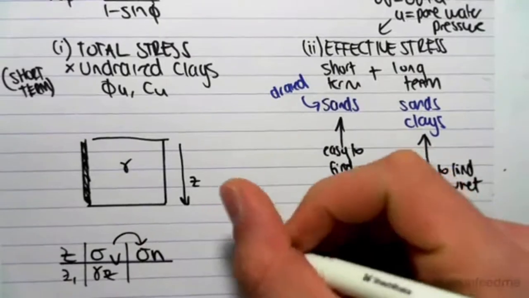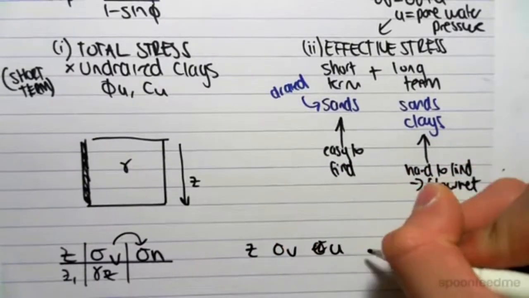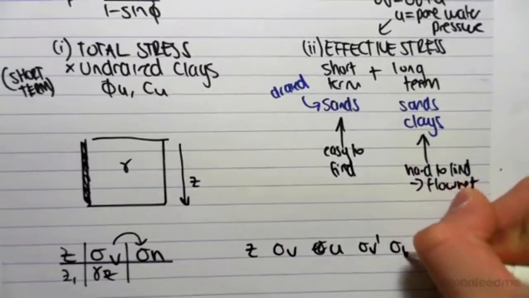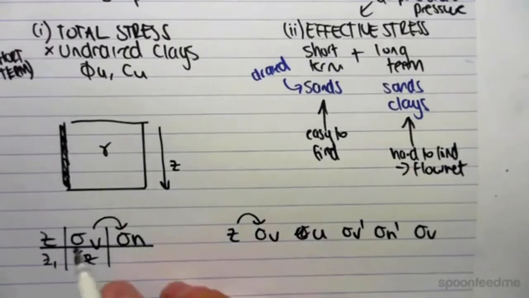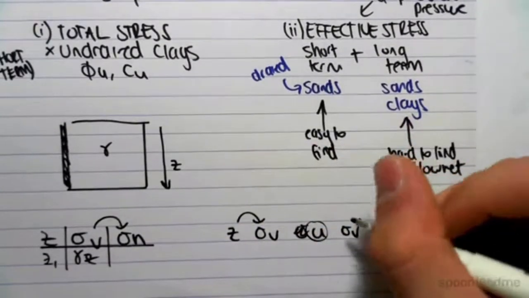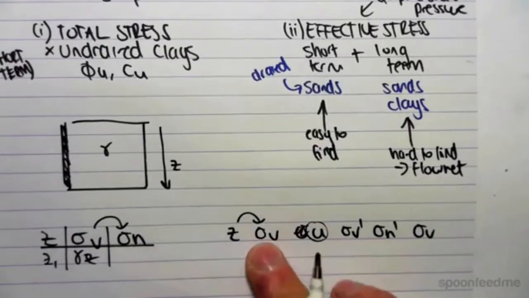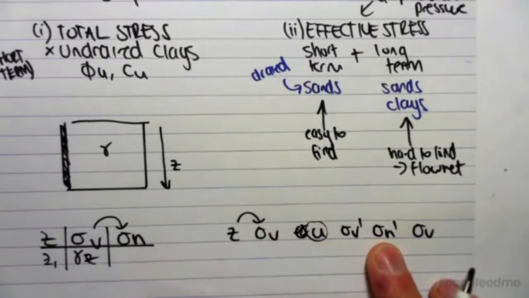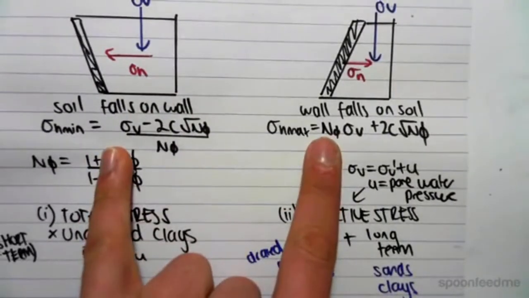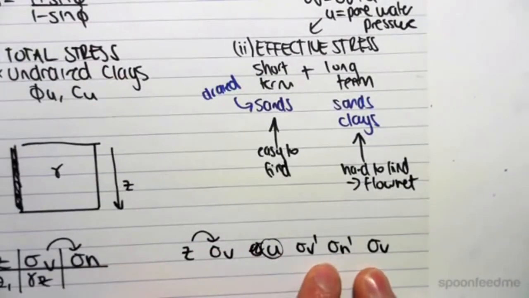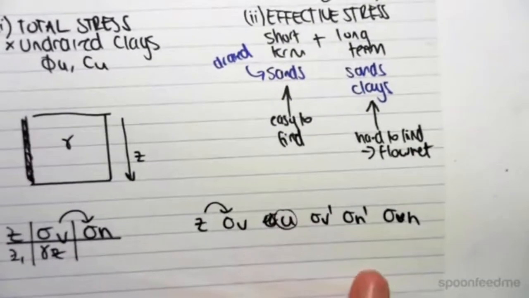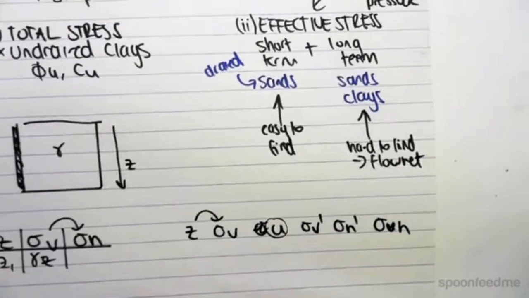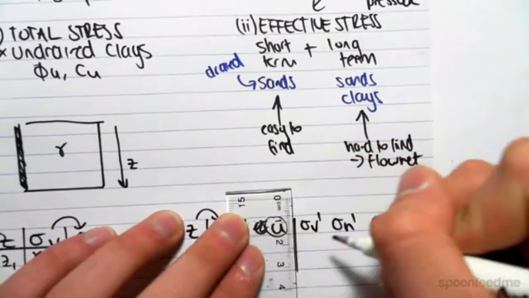And for an effective stress analysis, we have Z, sigma V, U, sigma V dash, sigma H dash, and sigma H. So we're going from Z to sigma V, same way we do there. Then we're going to find the pore water pressure. Then we're going to find the effective stress by going sigma V minus U. Then we can find sigma H dash using one of these two formulas. And then we have to go back to the total stress. So at the end of the day, we want to find the total horizontal stress. Sorry, this is meant to be sigma H. And this would be a table, and we could have multiple rows.